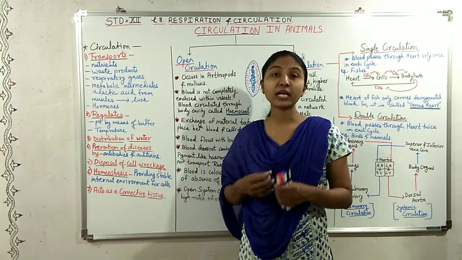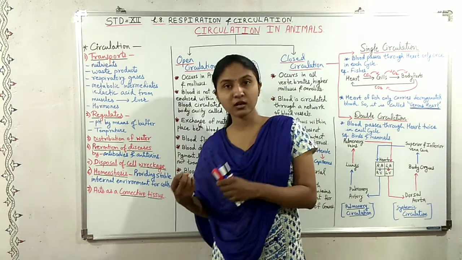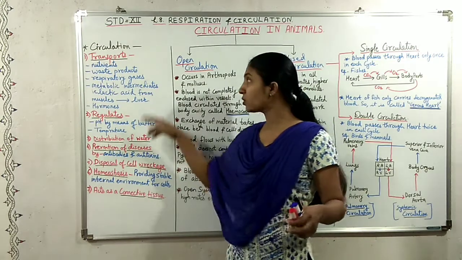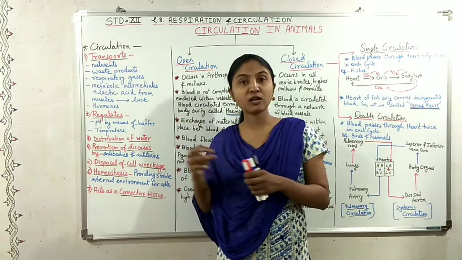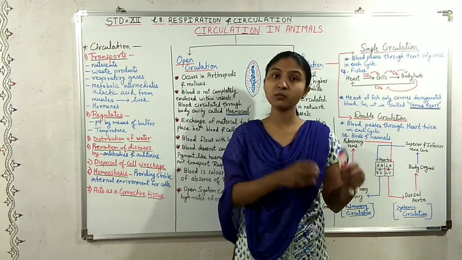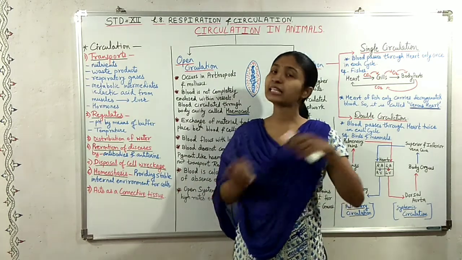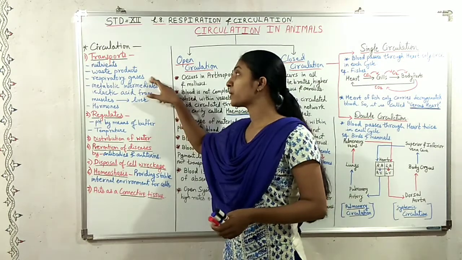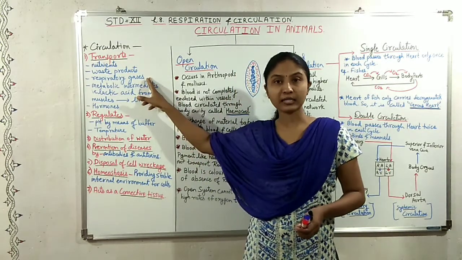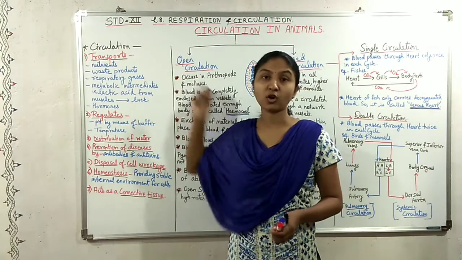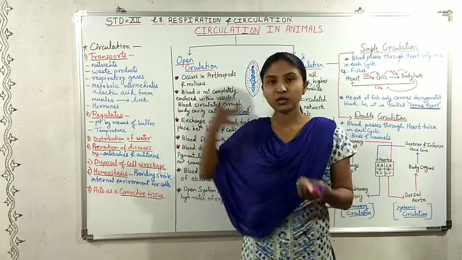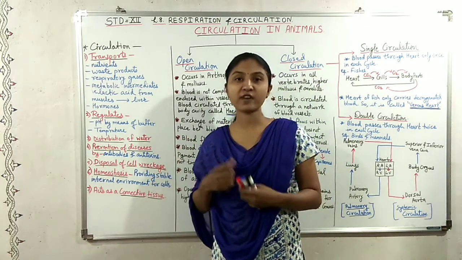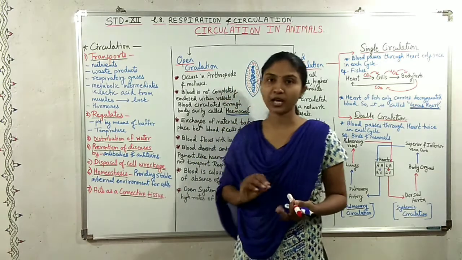And during these metabolic activities, the waste products which are generated are removed out. How are they removed? From the cell, those waste products are transported by the circulatory system to the excretory system, and then they are excreted out of the body. Then respiratory gases are also transported by the circulatory system, or blood. As we know, the blood has a respiratory pigment. It helps in the transport of respiratory gases, oxygen and carbon dioxide.